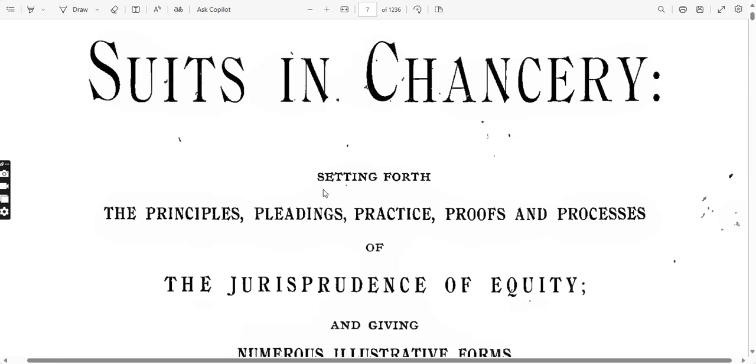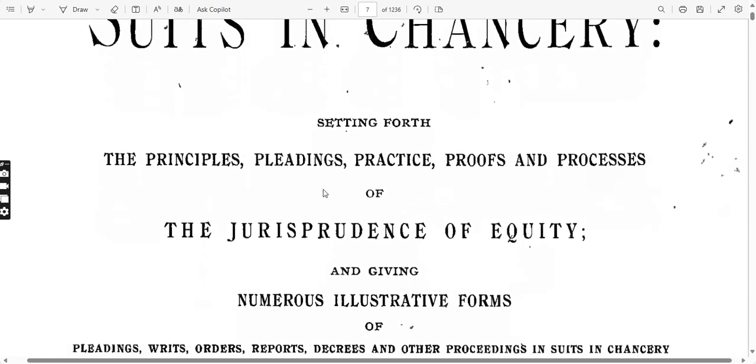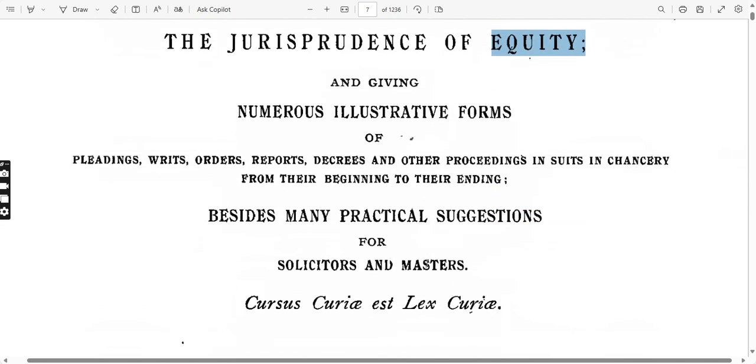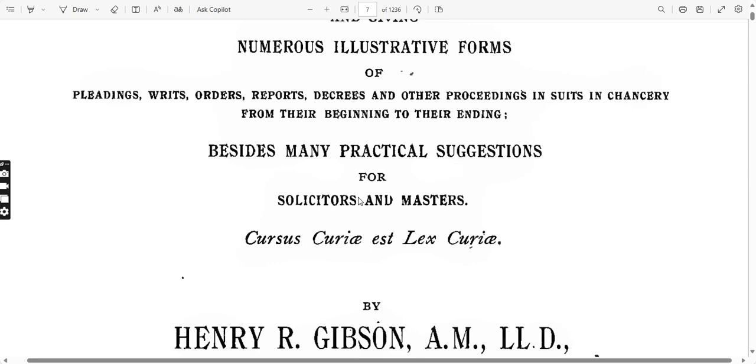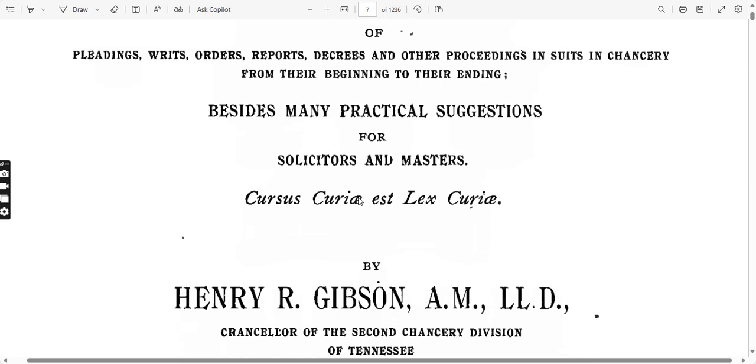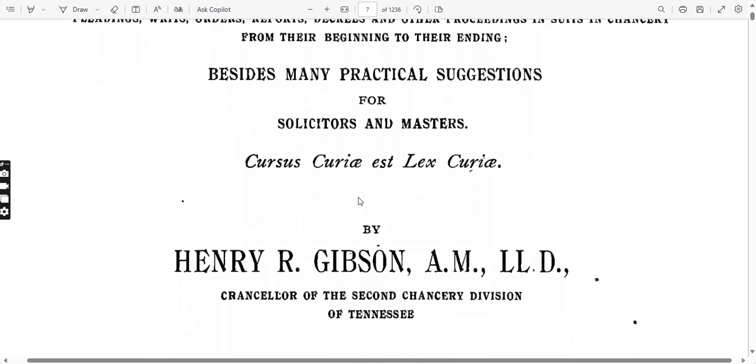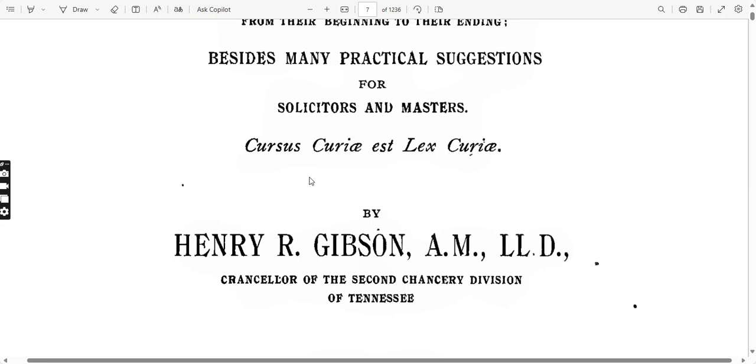It says a treatise on the suits in Chancery, setting forth the principles, pleadings, practice, proofs, and process of jurisprudence of equity, and giving numerous illustrative forms of pleadings, writs, orders, reports, decrees, and other proceedings in suits in Chancery from their beginning to their end, besides many practical suggestions for solicitors and masters. Cursus Curia et lex curia.